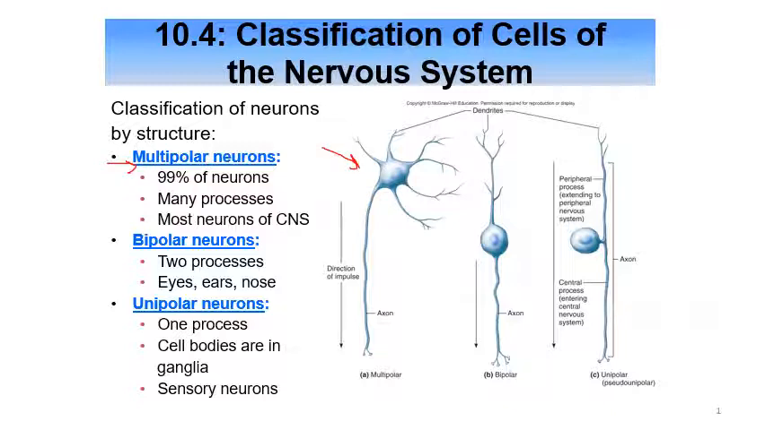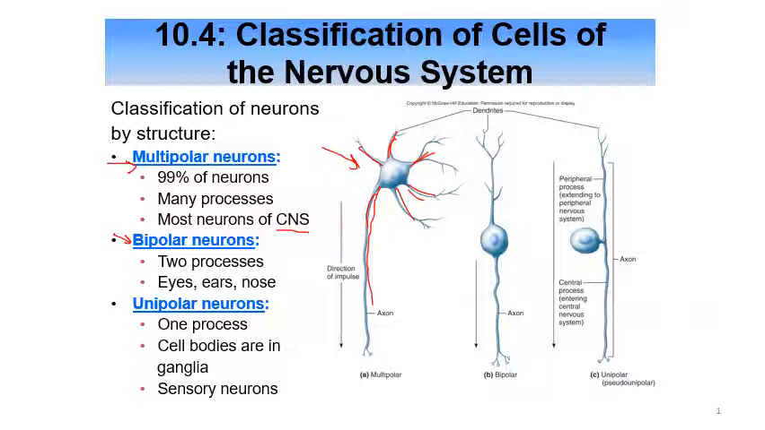So there are more multipolar neurons, and so this is what the first picture is showing. 99% of neurons look like this. So they have the dendrites coming out, and they have the axon. So this neuron is called a multipolar neuron because there are multiple branches coming out of the neuron. But yes, these are most of the neurons of the central nervous system.